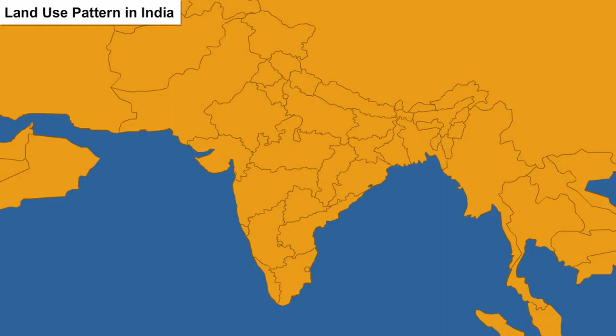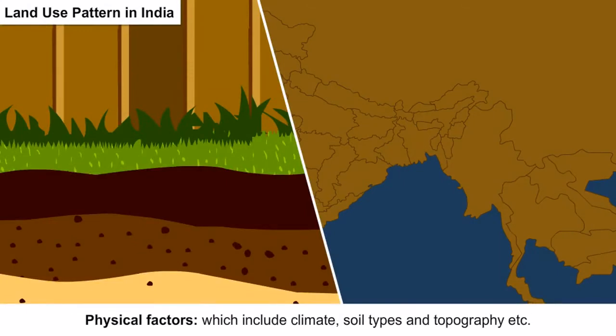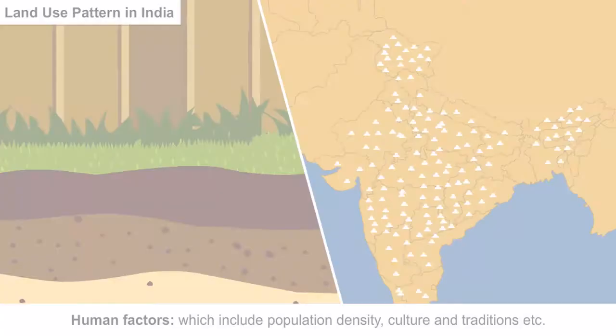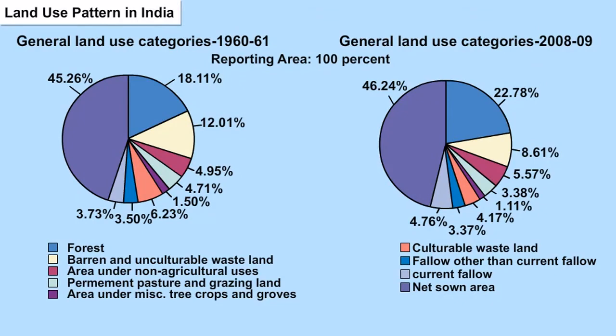Land use is always determined by two factors. 1. Physical factors, which include climate, soil types and topography, etc. 2. Human factors, which include population density, culture and traditions, etc. Here is a comparative chart of general land categories in the year 1960 to 61 and 2008 to 2009.